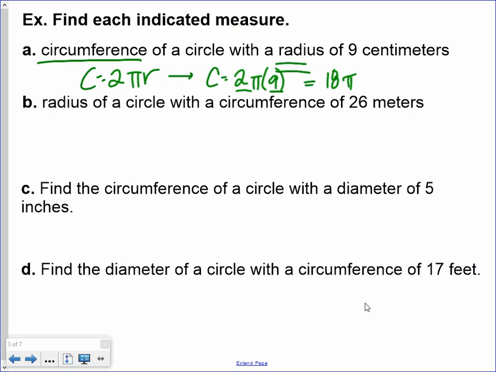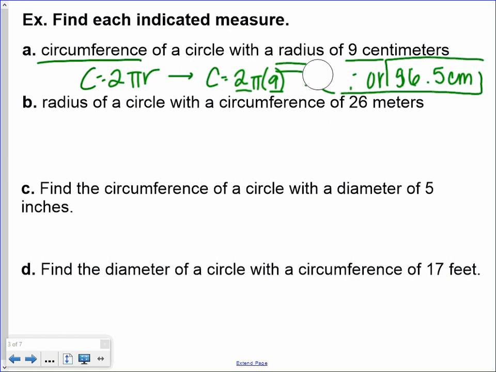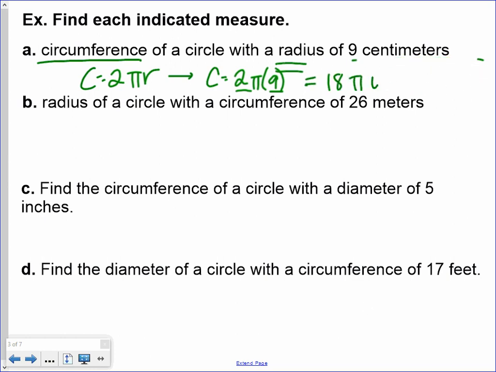You just hit 18 times pi. Okay, so we get 56 point something or other, right? That'll be the other way of writing it. 56.5 is fine, centimeters. So, 18 pi or 56.5 centimeters, there we go. Okay, those are your two different options for answers.